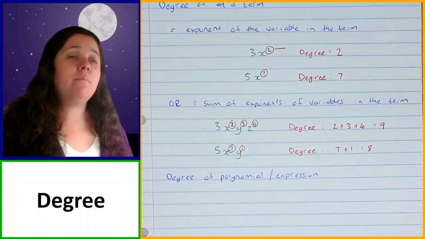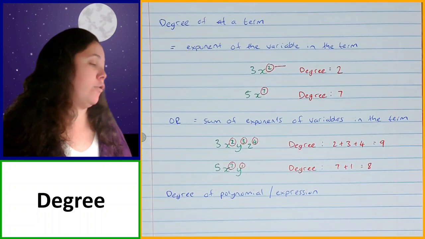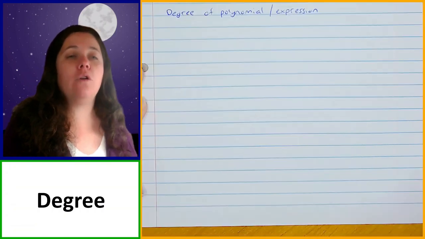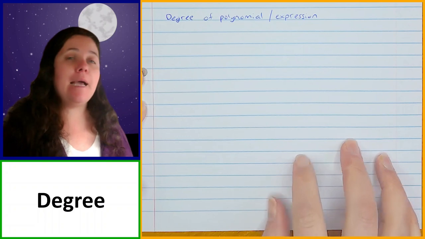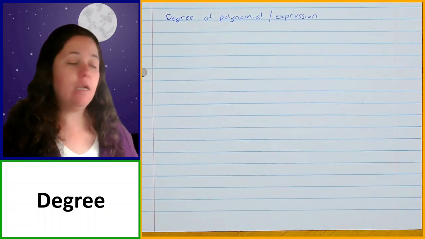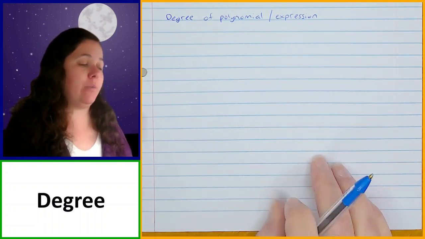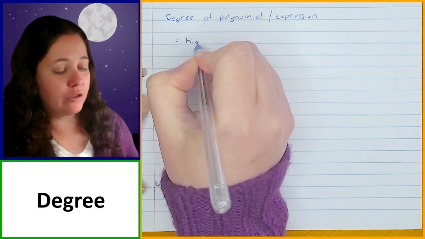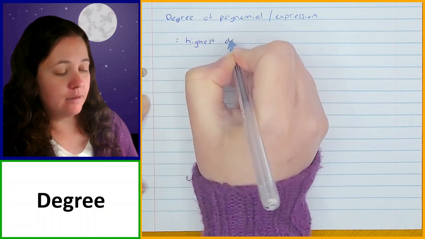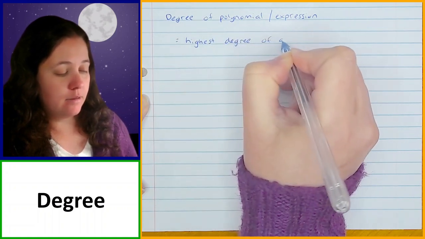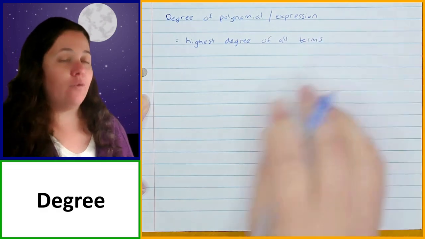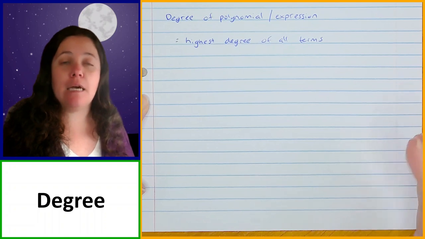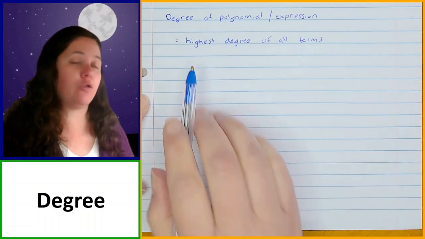Okay, in order to find the degree of a polynomial or an expression, we need to look at the degrees of all of the terms in that expression, and we take the highest one. So our degree of the polynomial, or the degree of the expression, is equal to the highest degree of all the terms. So you take all the terms, you work out all of their degrees, you see which one is the highest, and that will be the same as the degree of your expression.